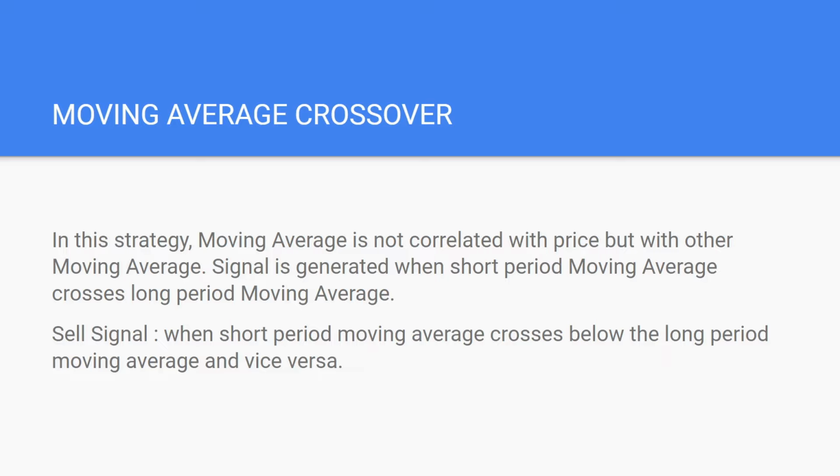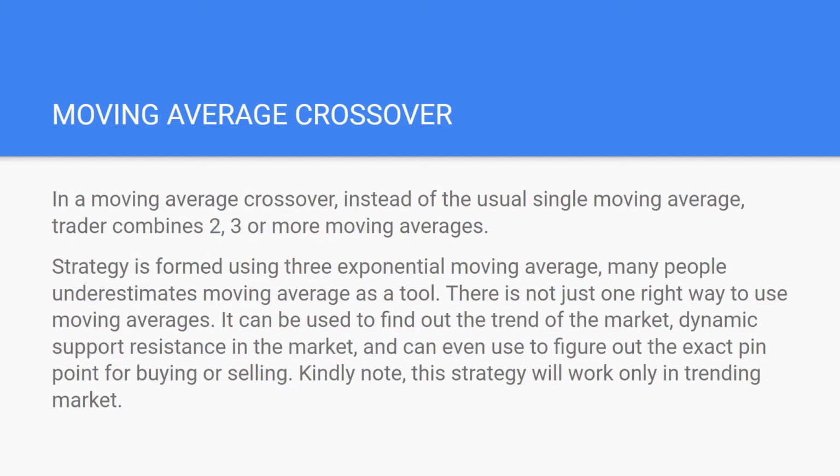And don't think that I'm using the same 20 and 50 moving average. That is a completely different concept. Now, what is the concept which I'm going to use? Here I'm going to use 3 exponential moving averages in this particular moving average crossover.